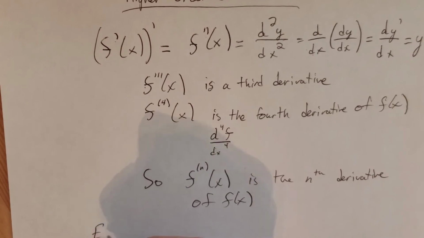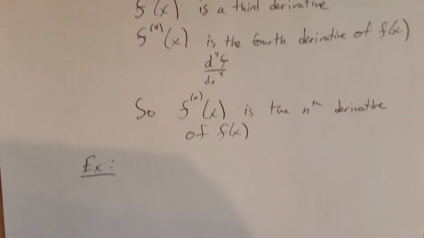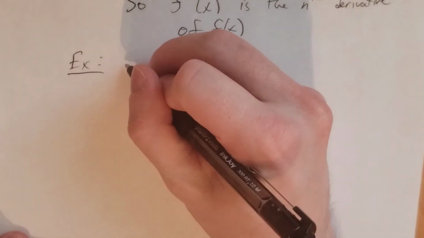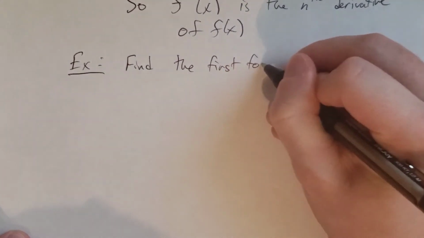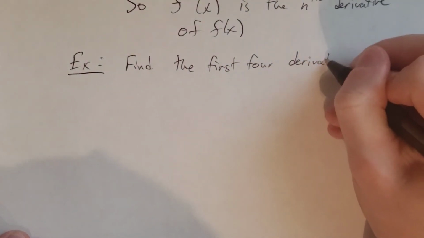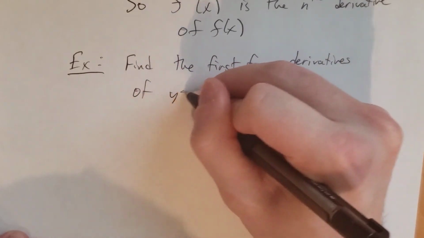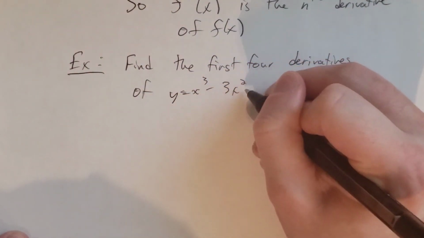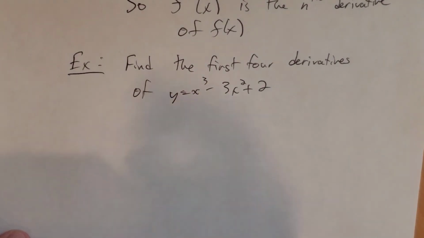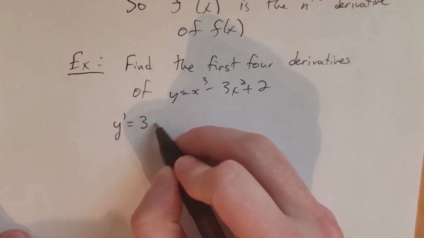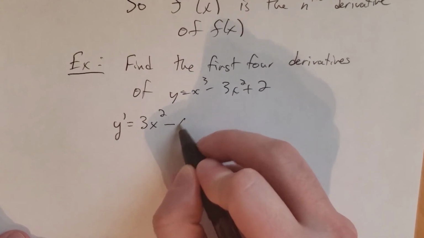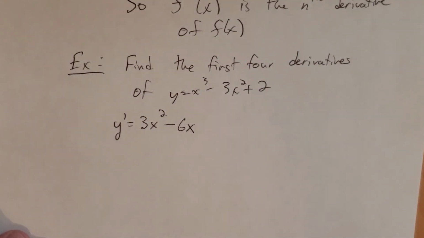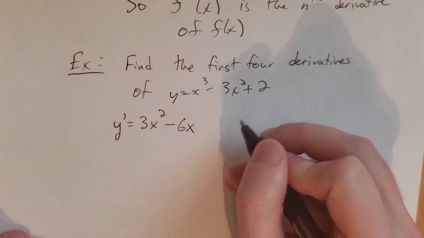All right, let's do a quick example just to make sure everybody is clear on what's going on here. Let's find the first 4 derivatives of y equal to x cubed minus 3x squared plus 2. Well, what is y prime? Our first derivative. The derivative of x cubed is 3x squared. The derivative of negative 3x squared is minus 6x. Derivative of 2 is 0.